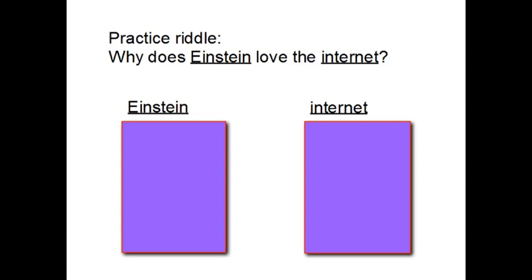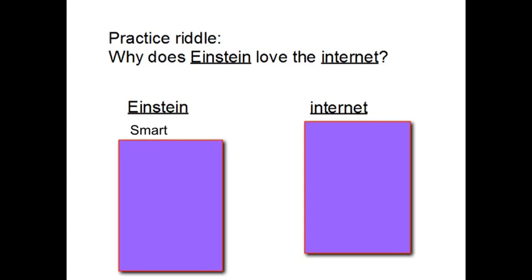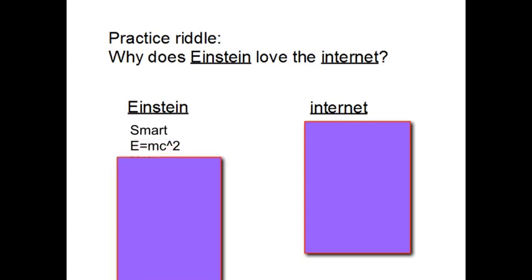When I did this with a class, we came up with this list for Einstein. Someone said he is smart. That usually comes up. Somebody mentioned relativity or his famous formula E equals mc squared, and his hair, because his hair was definitely something that could be funny.